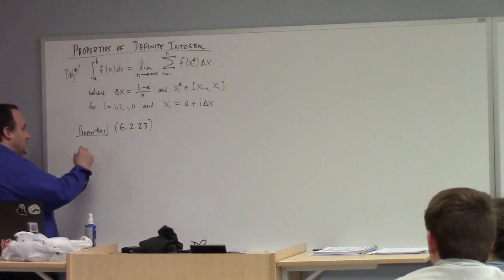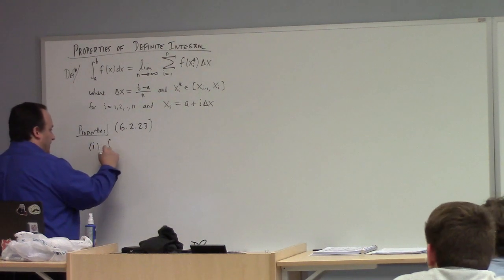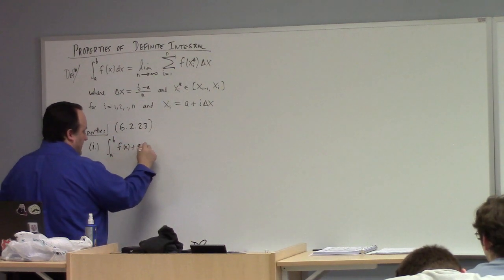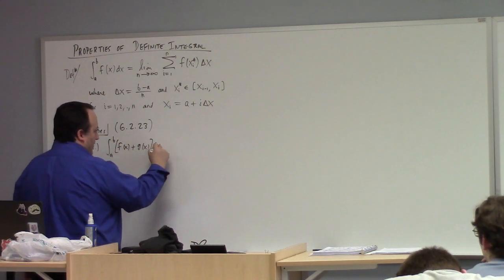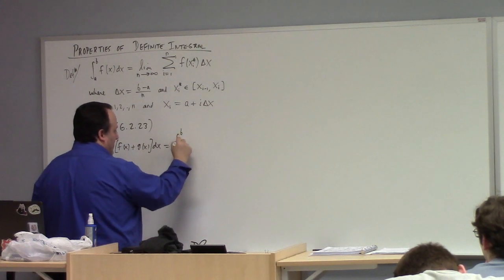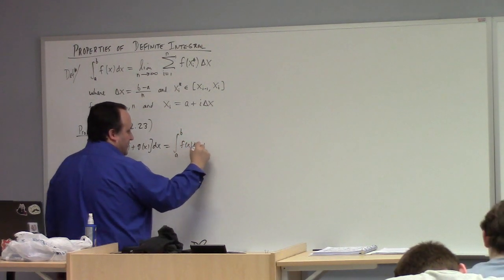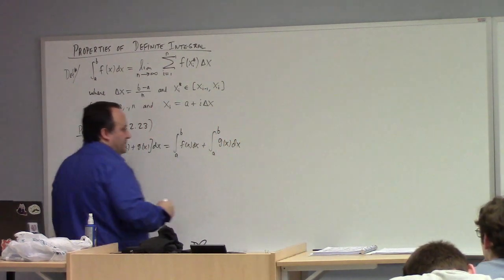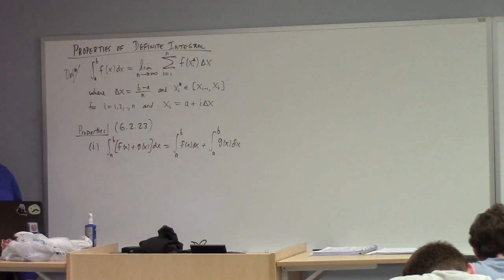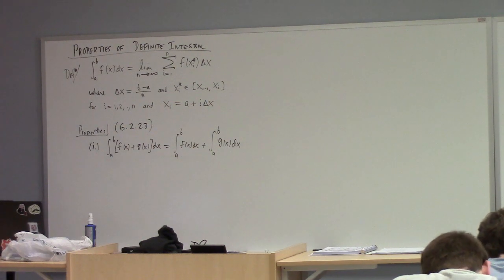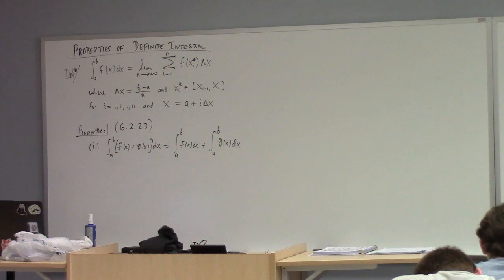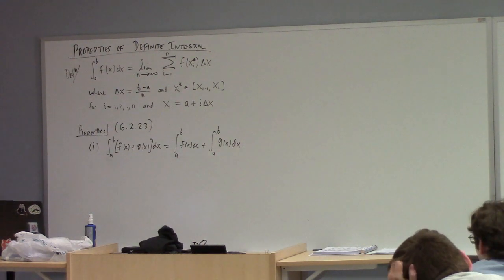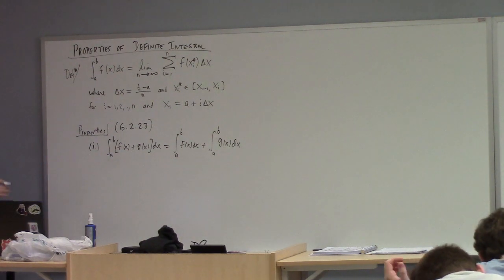Anyway, here's part 1. The integral from a to b of f of x plus g of x is equal to the integral from a to b of f of x dx plus the integral from a to b of g of x dx. That's pretty easy to understand if you think about how we get a graph. If we have f and we have g, we have f plus g. How do you make the graph? You just add the values pointwise, right? So you can almost visualize this if you just think about it.